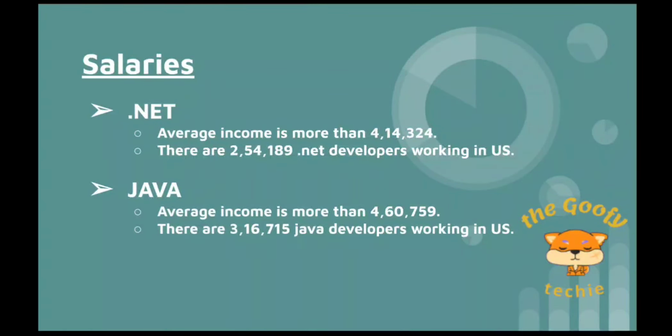If we talk about Java, there are more than 3 lakh Java developers working in the United States. In India, the average income for a Java developer is 4 lakh 60,000, and in the United States it is more than $76,000. So I hope you can get all your answers.